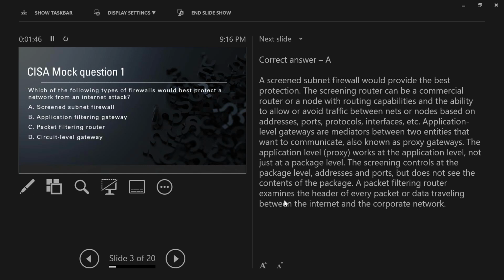A packet filtering router. Yeah, can everyone go on mute? If you have questions, we can address that at the end of the session. Yeah, thanks.